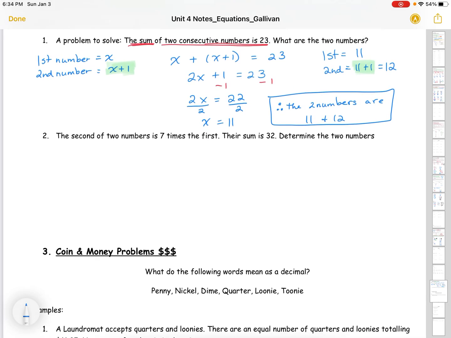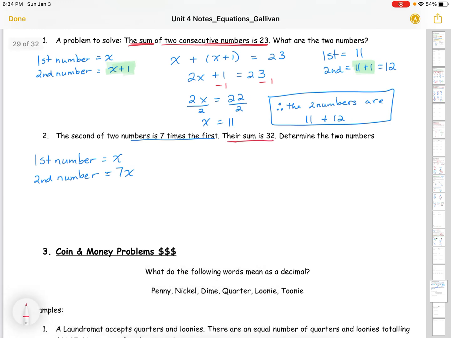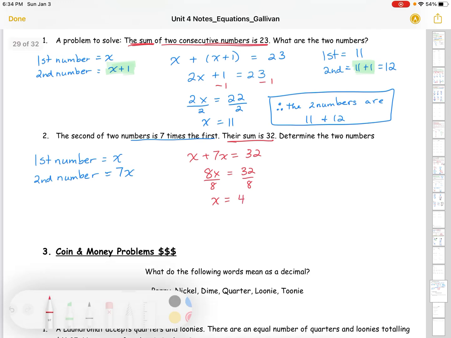Okay, the second of two numbers is 7 times the first. Now this one is not consecutive numbers. So I have my first number equals x. Second number is 7 times the first, so it's 7x. Their sum is 32. So x plus 7x equals 32. Add those together, I get 8x equals 32. Divide both sides by 8, so x equals 4.